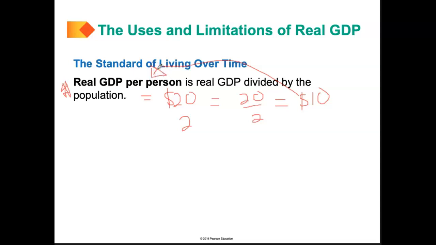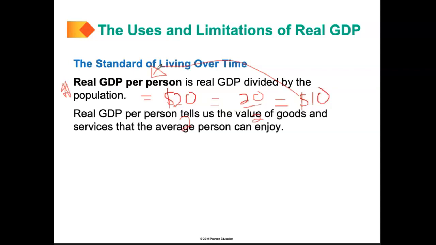Real GDP per person tells us the value of goods and services that an average person can enjoy. In other words, it's also the average income of the average person in a country. If you take the average person in a country, what is their average income? Well, it's generally equal to the real GDP per person.